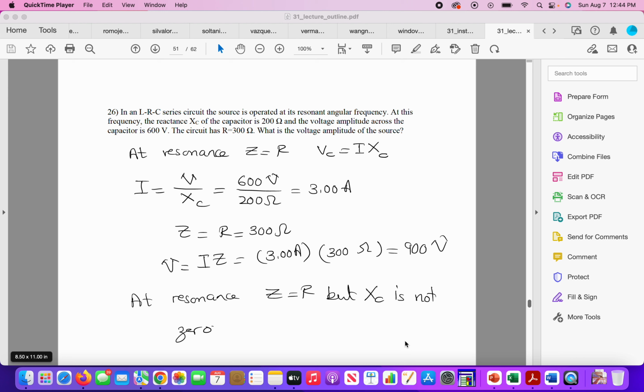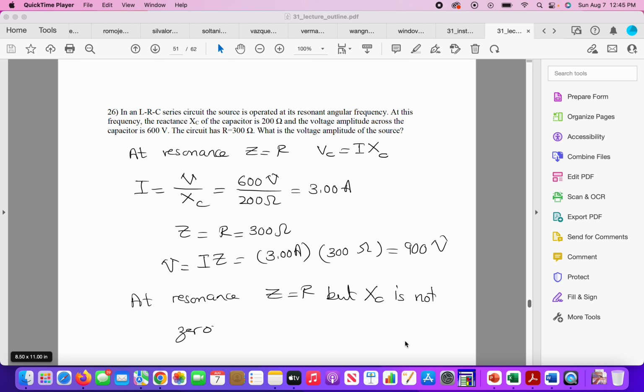Here we have an LRC series circuit. The source is operated at its resonant angular frequency. At this frequency, the reactance XC of the capacitor is 200 ohms, and the voltage amplitude across the capacitor is 600 volts. The circuit has R equals 300. What is the voltage amplitude of the source?